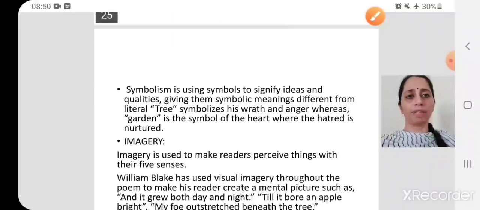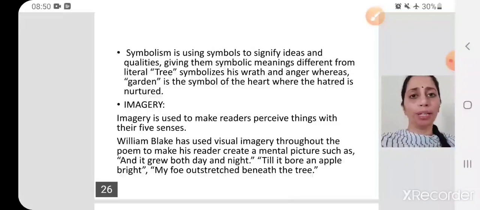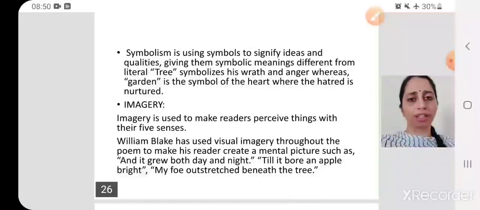Moving on to the next figures of speech, we have symbolism and we have imagery. Now pay attention. These two figures of speech are just additional information for you all. Whatever figures of speech you were taught before, only those are a part of this year. Symbolism and imagery are just additional information that we are giving you. So what's symbolism? Symbolism is using symbols to signify ideas and qualities, giving them symbolic meanings different from the literal.